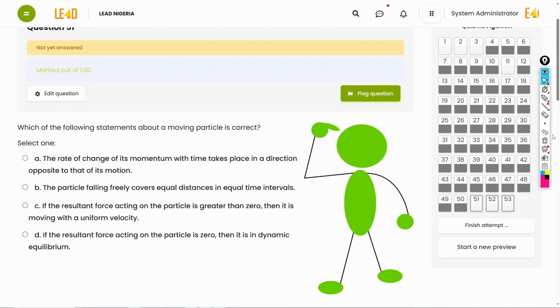If the resultant force acting on the particle is 0, then it is in dynamic equilibrium. That means it will be undergoing uniform velocity. Dynamic equilibrium simply means that it is moving, but it is not changing the dynamics of its motion. It's just maintaining the state of motion, which is right in tandem with Newton's first law. So that's option D.